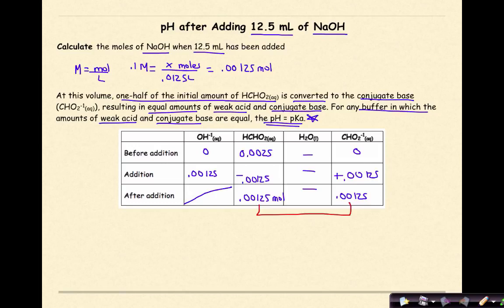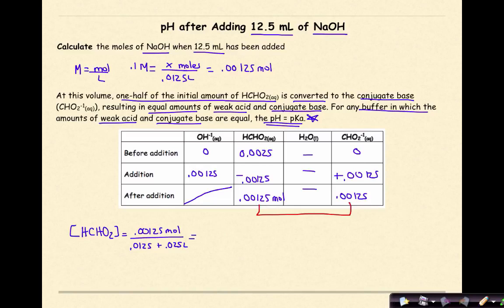So now what we need to do is figure out the pH at this particular point. So we're going to figure out the concentration of our weak acid and the concentration of our conjugate base. So we're going to have the concentration of HCHO2 equal to total number of moles, 0.00125 moles on top, over our total volume. And our total volume is going to be 0.0125, that's the liters of sodium hydroxide that was added, plus the original amount of acid that we had, 0.025 liters.